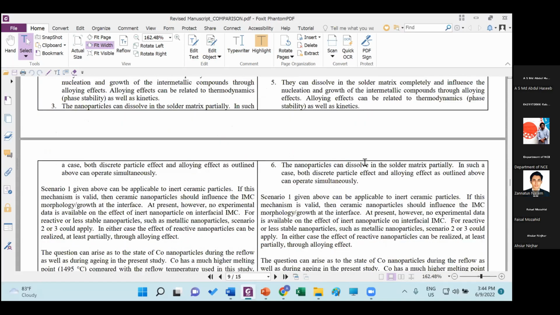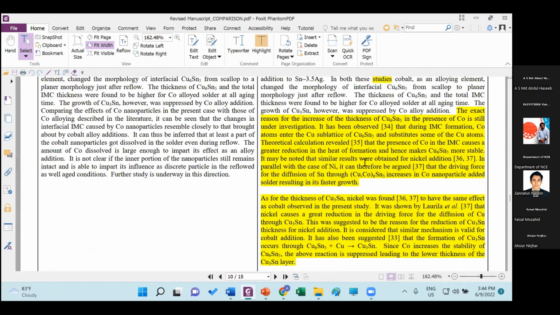Let's see. Now let me give you the background. This is a work that was done to see the effect of nanoparticles on lead-free solder, tin-based solder that is used to connect the chip in an electronic device with other connections. The hypothesis is that when you add proper nanoparticles inside the solder, it should improve the structure and property of the solder joint.